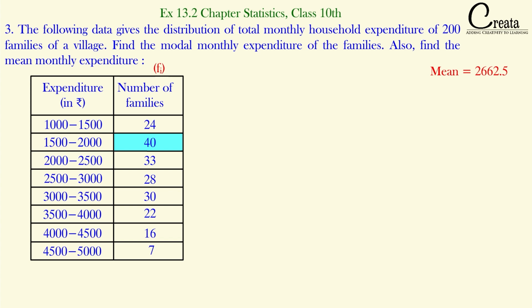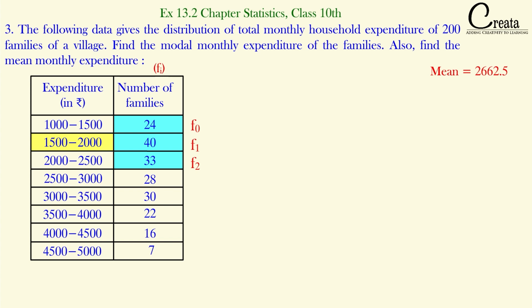So we will denote this frequency as F1. And we know the class corresponding to our maximum frequency is the modal class. So 1500 to 2000, this class will be the modal class. And we know the frequency before our modal frequency is F0, and the frequency after our modal frequency is F2. So F0 is 24, F2 is 33. Note that F0, F1 and F2, these all three frequencies are in sequence.